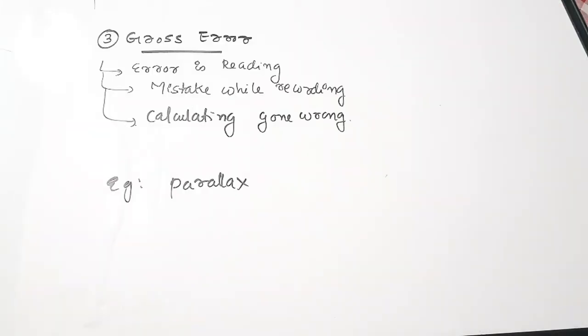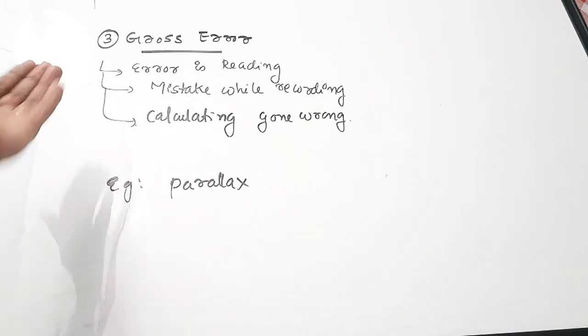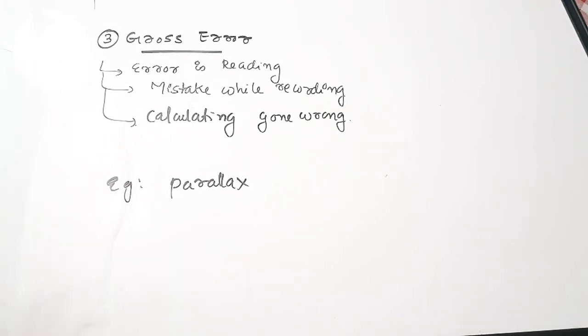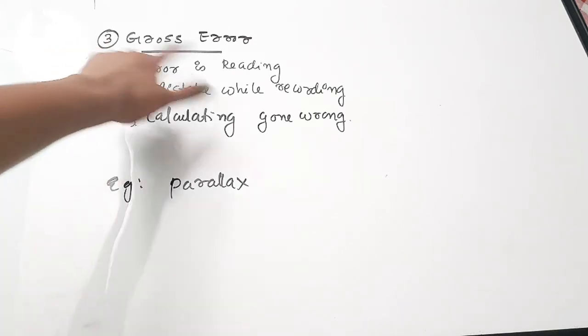The third classification of error is the error due to the observer. The error is happening because the person who is taking the reading has done something wrong. The first two classifications were discussed based on questions, since they are more problematic, but from here onwards, we'll be discussing more on theory. So the third one is gross error.